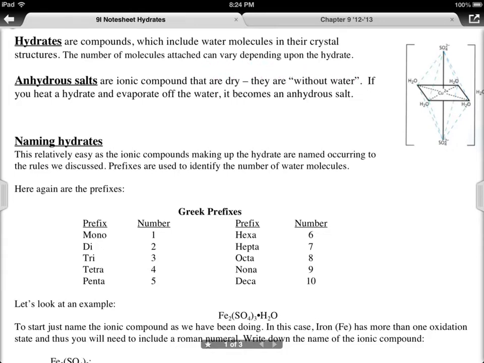is. Anhydrous salts is another good word to know, and anhydrous salt just means a salt without any water in it. It's just a dry salt.